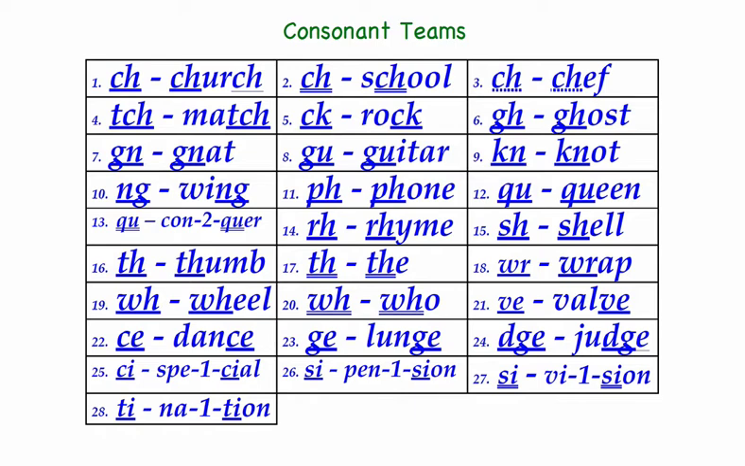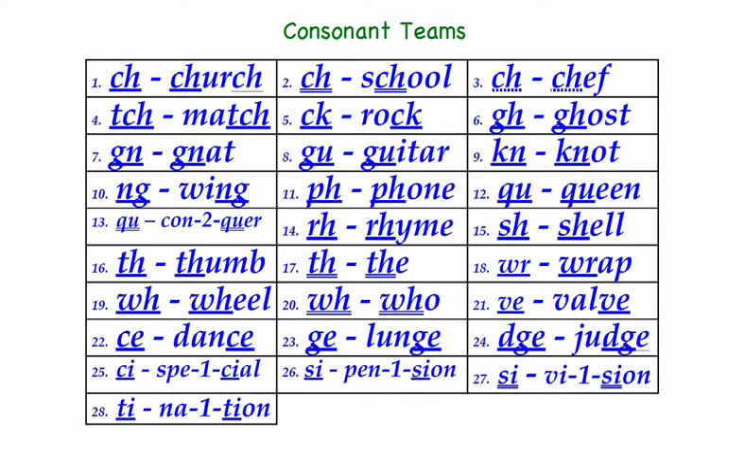CK represents the sound K, as in rock. CK must have a short vowel directly in front of it. GH represents the sound G, as in ghost. GN represents the sound N, as in gnat. GU represents the sound G, as in guitar. KN, N, as in knot. And that's the knot you tie with a rope. NG represents the sound ng, as in wing. NG must have a short vowel directly in front of it.